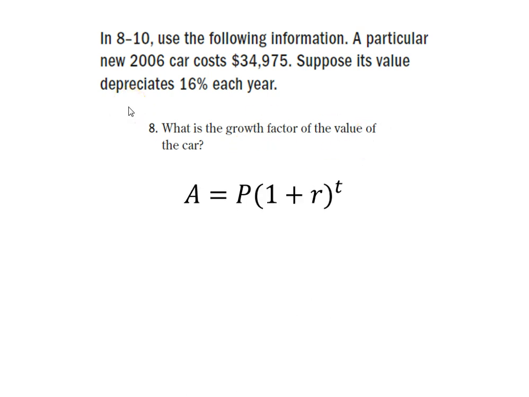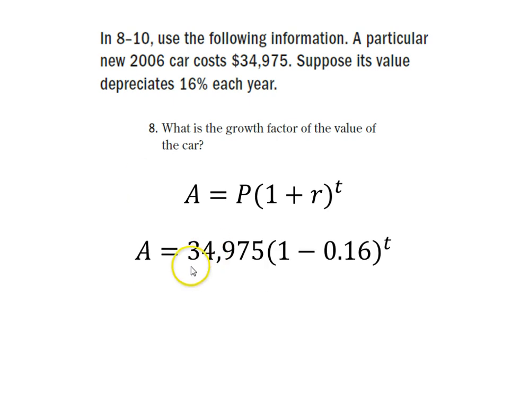Well, we need the interest formula here, where the total amount is equal to the principal amount times 1 plus the interest rate to the t power. And we have some information here that we can plug into the equation. We can plug in the principal of $34,975 because that was the cost of the new car when the car started. And then we can plug in this minus 0.16. And it's a minus 0.16 because it is depreciating 16% each year.